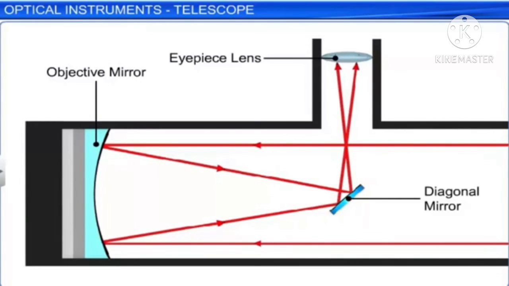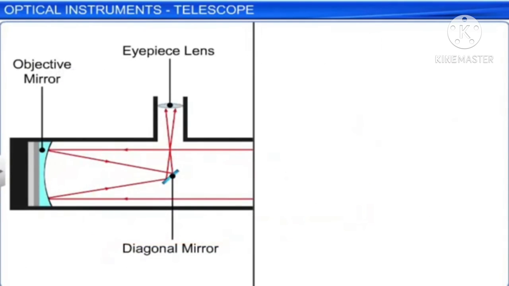In some of the reflecting telescopes, a convex secondary mirror is used to focus the incident light onto the eyepiece.